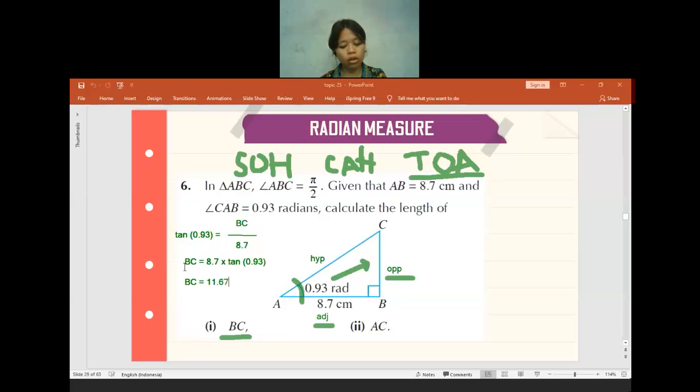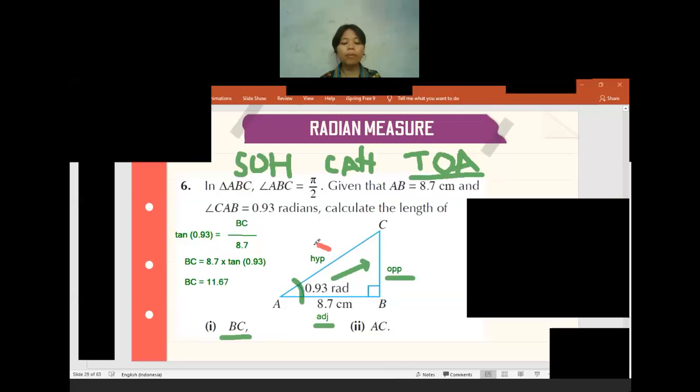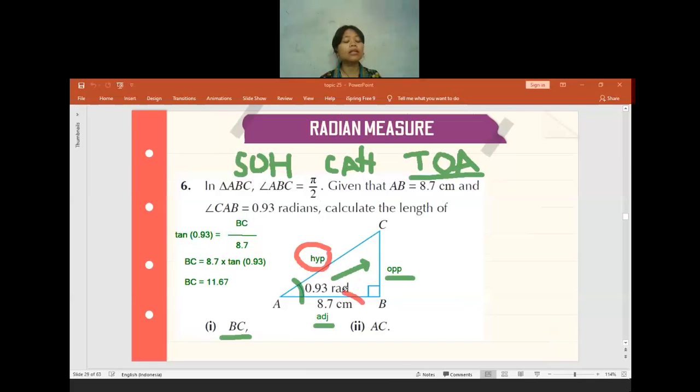No, teacher. Okay, if no one is confused, let us continue to question 2, to find the AC. To find the AC, which one do I have to use? Is it the sine? Is it the cos? Is it the TOA still? Cos. Okay, we are going to find the AC. AC we have labelled as hypotenuse. And then the given one is the 8.7, which is adjacent. So adjacent and hypotenuse, we take the A and H, so we take the CAH. So we use the cos.